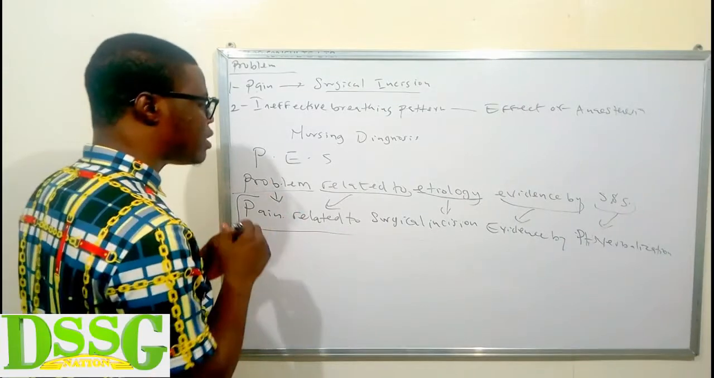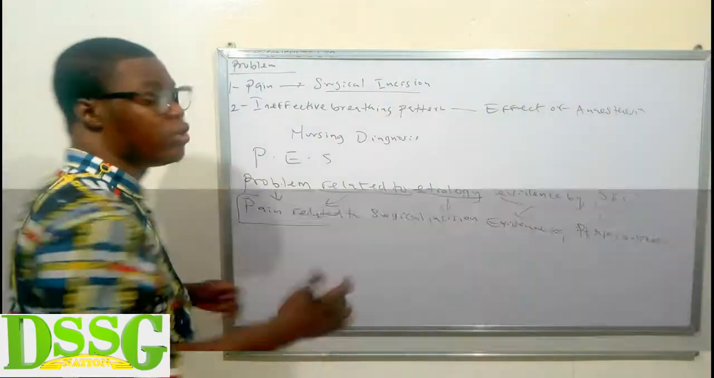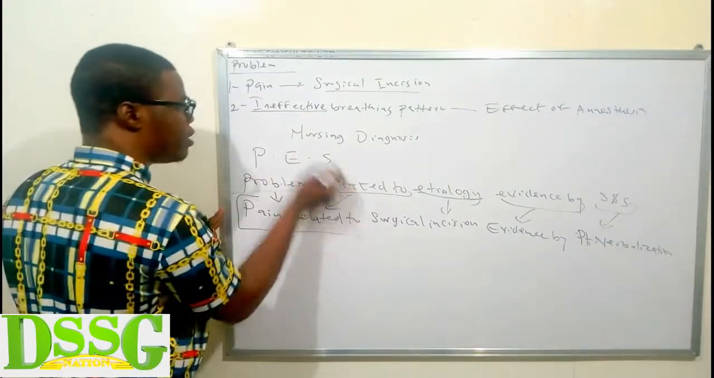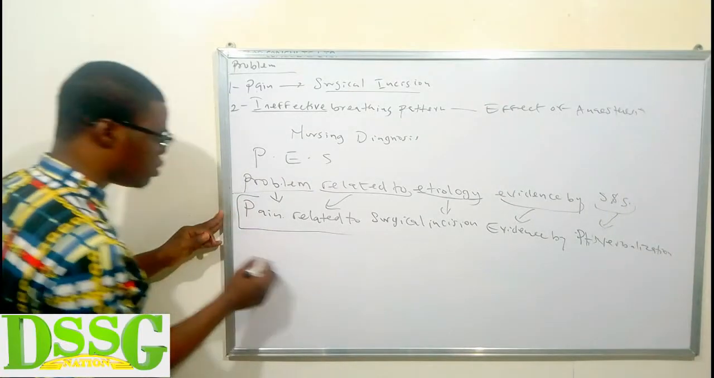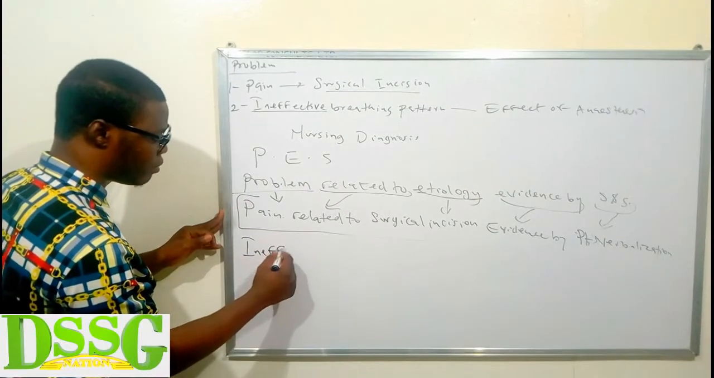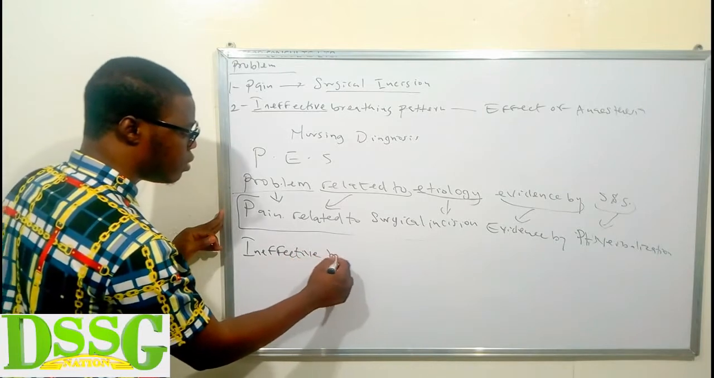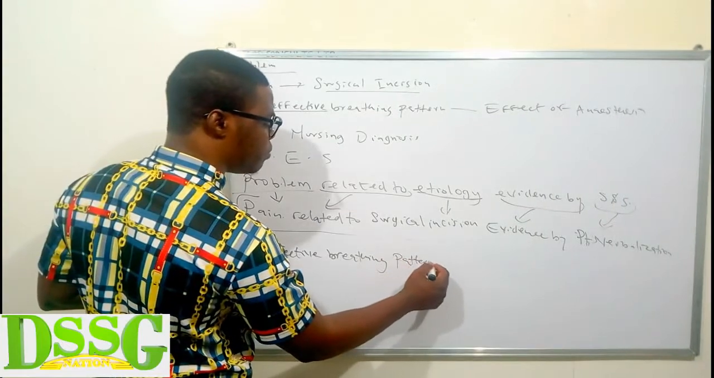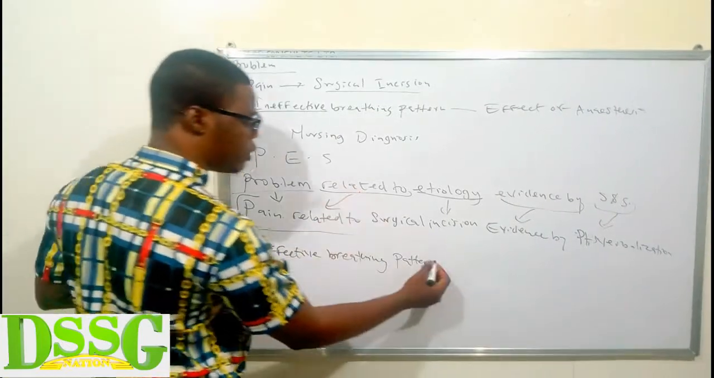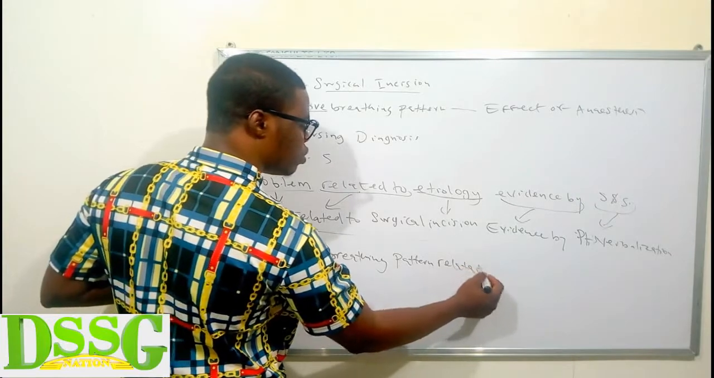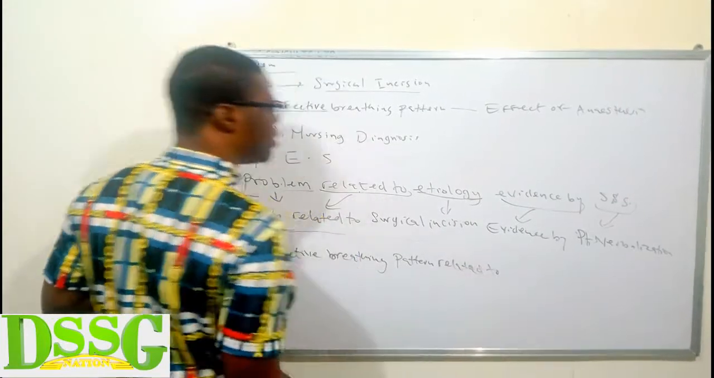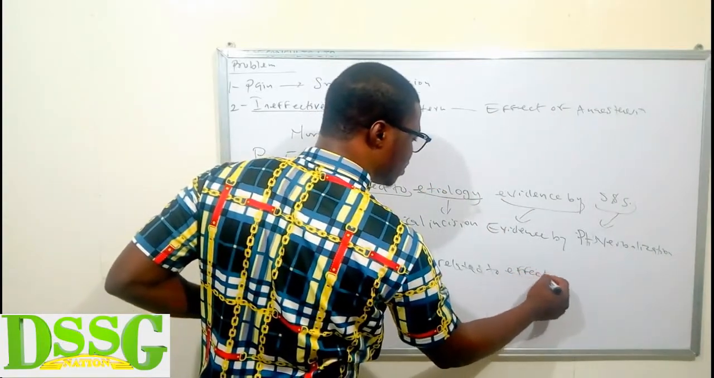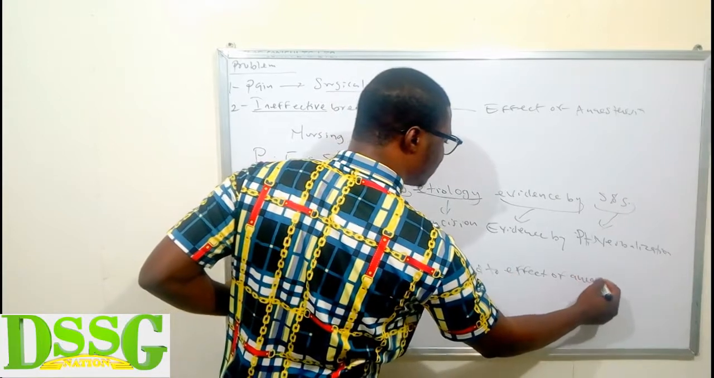And now to the second one, let me quickly check my marker, please. So to the second one, this is a problem, right? So let's use this format again to write a diagnosis for this. So the problem will be what? Ineffective breathing pattern. That is the problem. So then related to. So what is the cause of the ineffective breathing pattern? That is what? Effect of anesthesia. Related to effect of anesthesia.